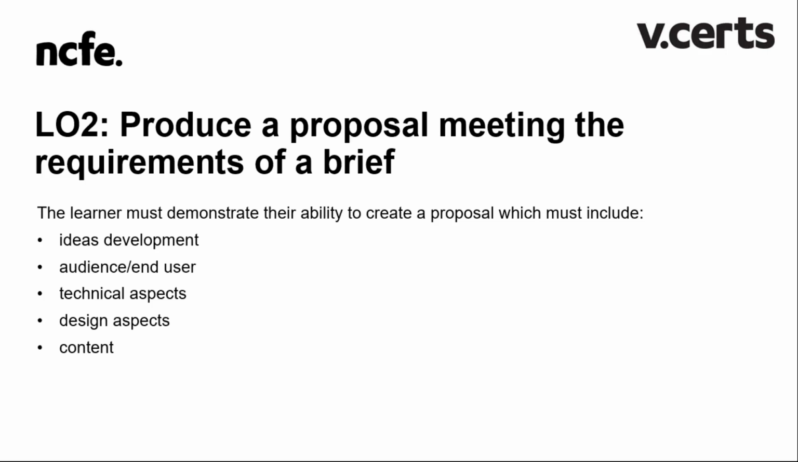So it's about applying what they found out in learning outcome 1 to produce their own proposal. They will also use the same assessment points as reference. So again, we can see those stated here, repeated: ideas, audience, technical aspects, design aspects, and content. Again, it's up to centres how they wish to deliver and assess the content of this learning outcome.